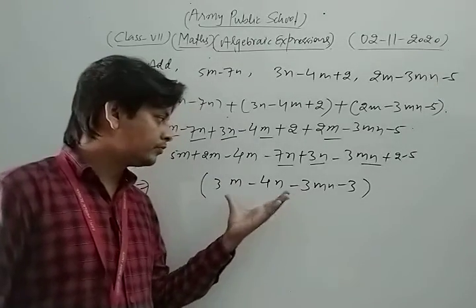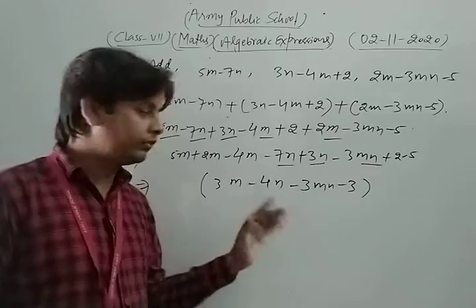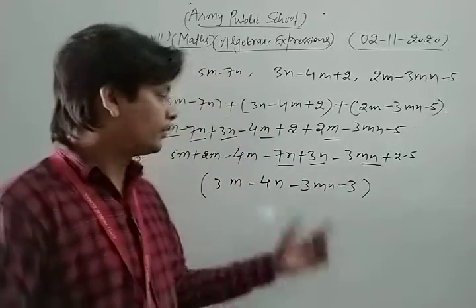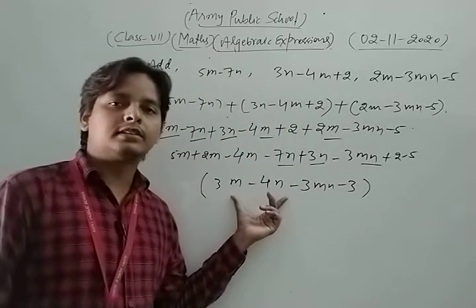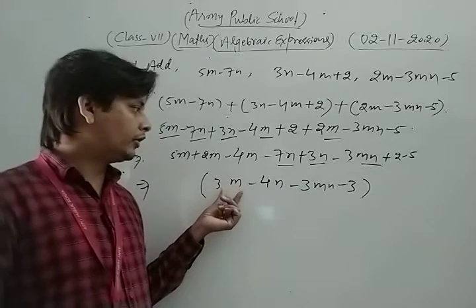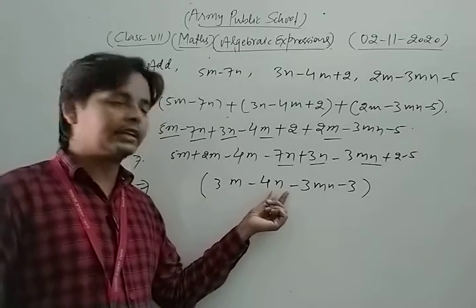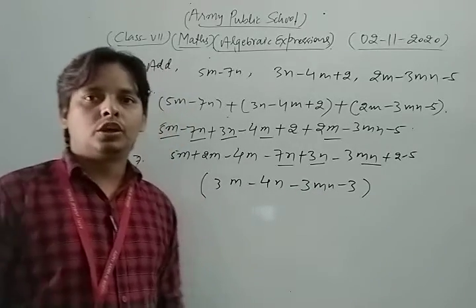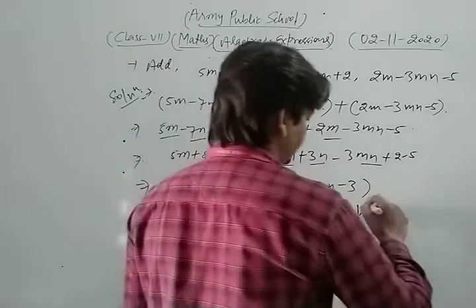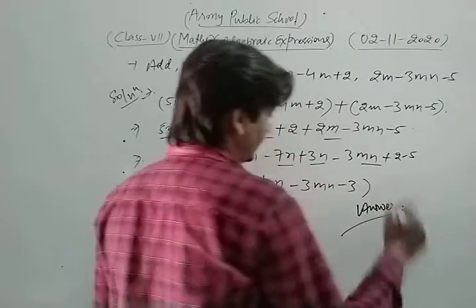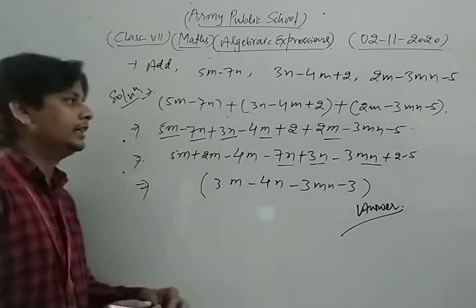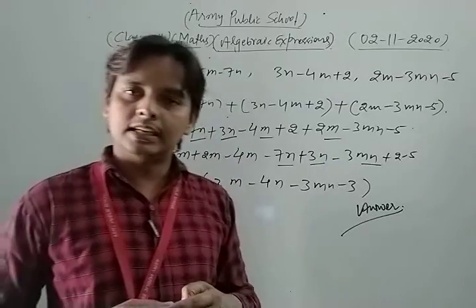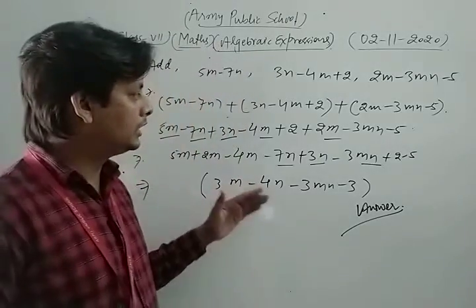Now look, can we simplify these terms? No, because each term has different algebraic factors. The first term contains m, the second term contains n, the third term contains mn, and the fourth term is the constant term. So we can't simplify them. So this is our required answer. Thus, dear students, in this way you can solve each and every question of your NCERT exercise based on these topics.